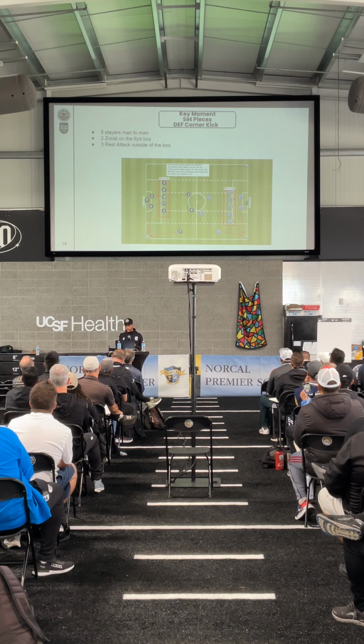And then this is how we defend our corner kicks. We have two zonal players on the 6, and then the rest are man-to-man, and then we keep 3 guys outside the box trying to go for the counter.